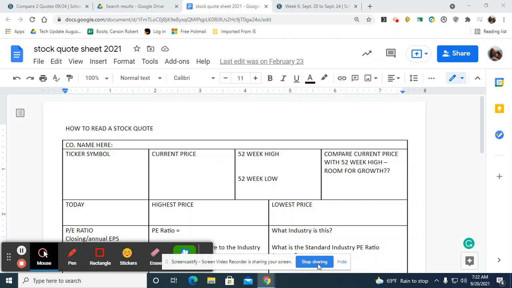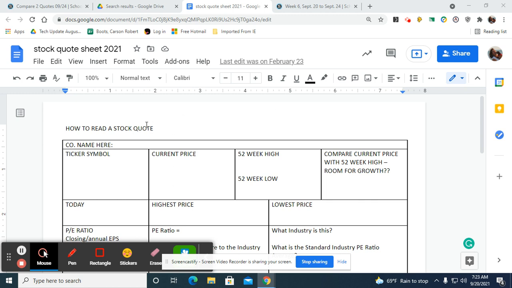So this is the first tutorial on how to read a stock quote. I'll try to keep them short and divide them up so you're not overwhelmed in one long video. This is just an introduction to the stock quote sheet. So I have attached one to this module also, so you're welcome to open that up and use it.